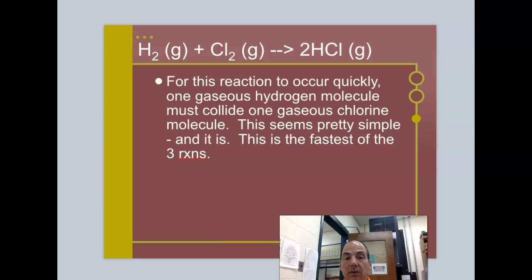By contrast, if we look at the hydrogen chlorine, okay, all I need are those hydrogens and chlorines. I have one of each to collide with the right geometry. This one should be real easy by comparison. Okay, this is definitely the fastest reaction because, again, it's also gases that are combining. Okay, so getting this reaction to happen should take very little input.